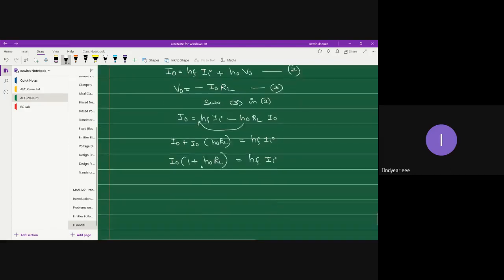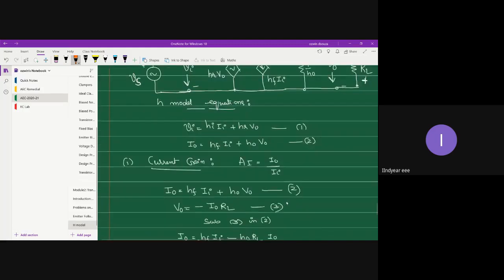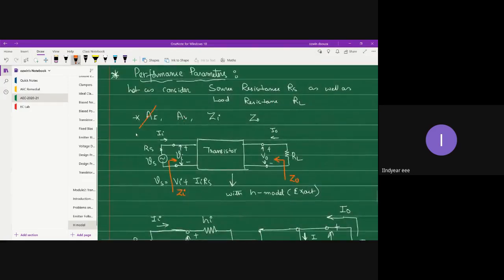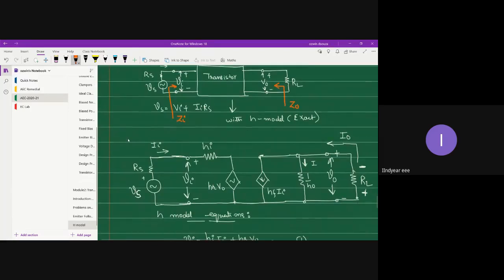Or you take out the ratio I naught by II, which is by definition the current gain AI, which is equal to basically HF divided by 1 plus H naught into RL. So that's our current gain. Done. That's our first expression, current gain. Now let's move forward.